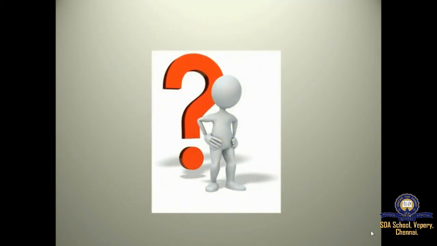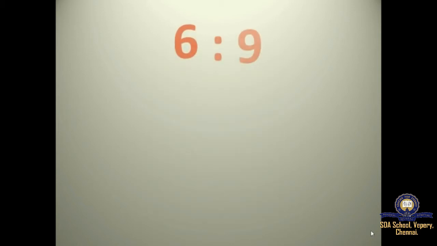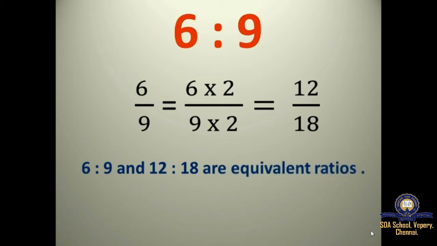Now you might wonder how to get an equivalent ratio. We'll consider the first scenario, that is 6:9. In order to get an equivalent ratio, we can multiply both the numerator and the denominator by the same number. In this case, I'm going to multiply both by 2. When I multiply 6 by 2, I get 12, and when I multiply 9 by 2, I get 18. Therefore 6:9 and 12:18 are equivalent ratios.